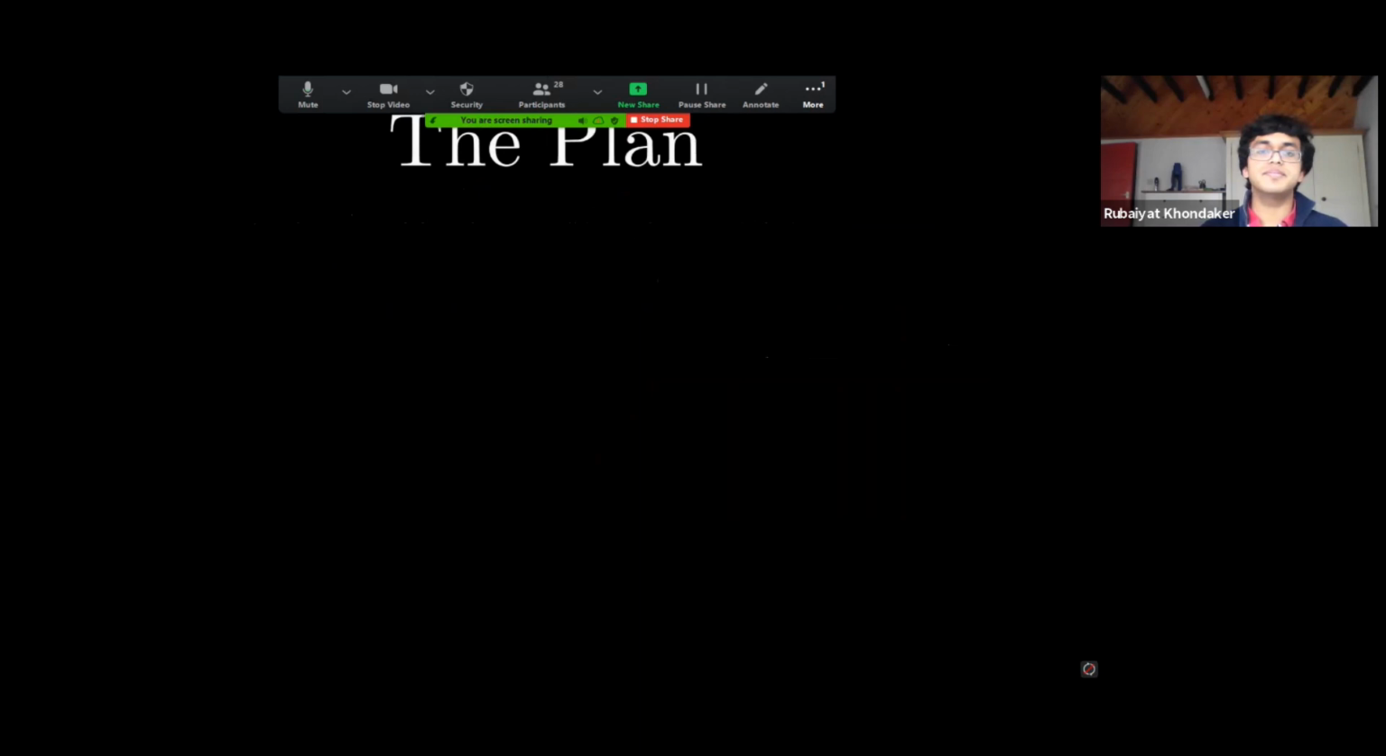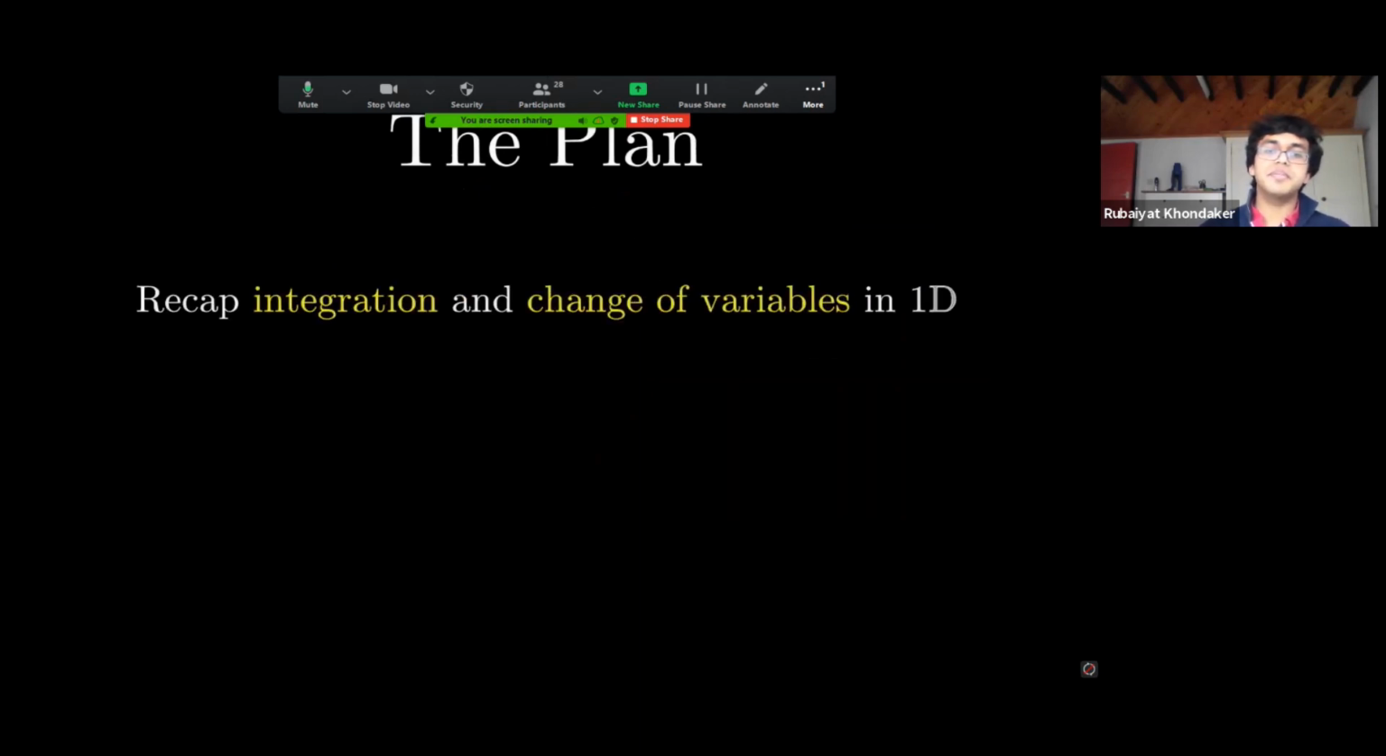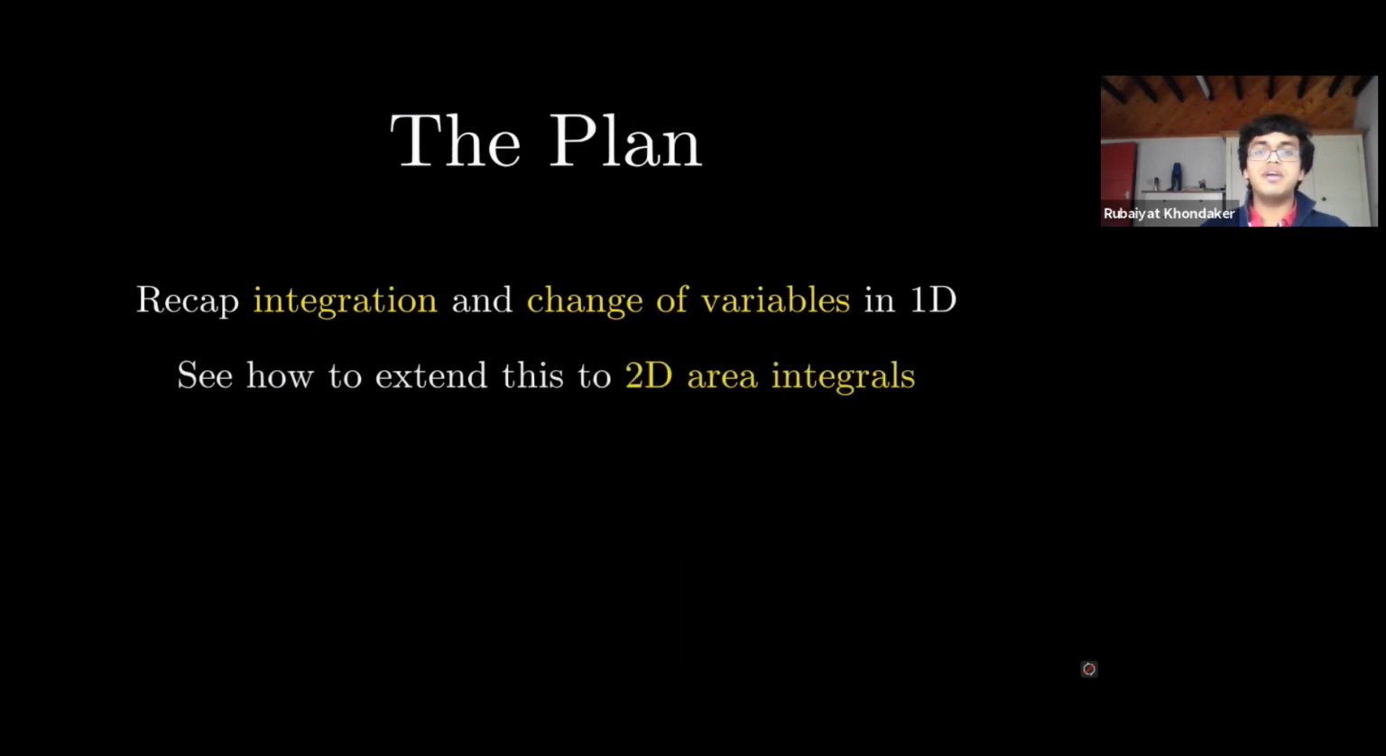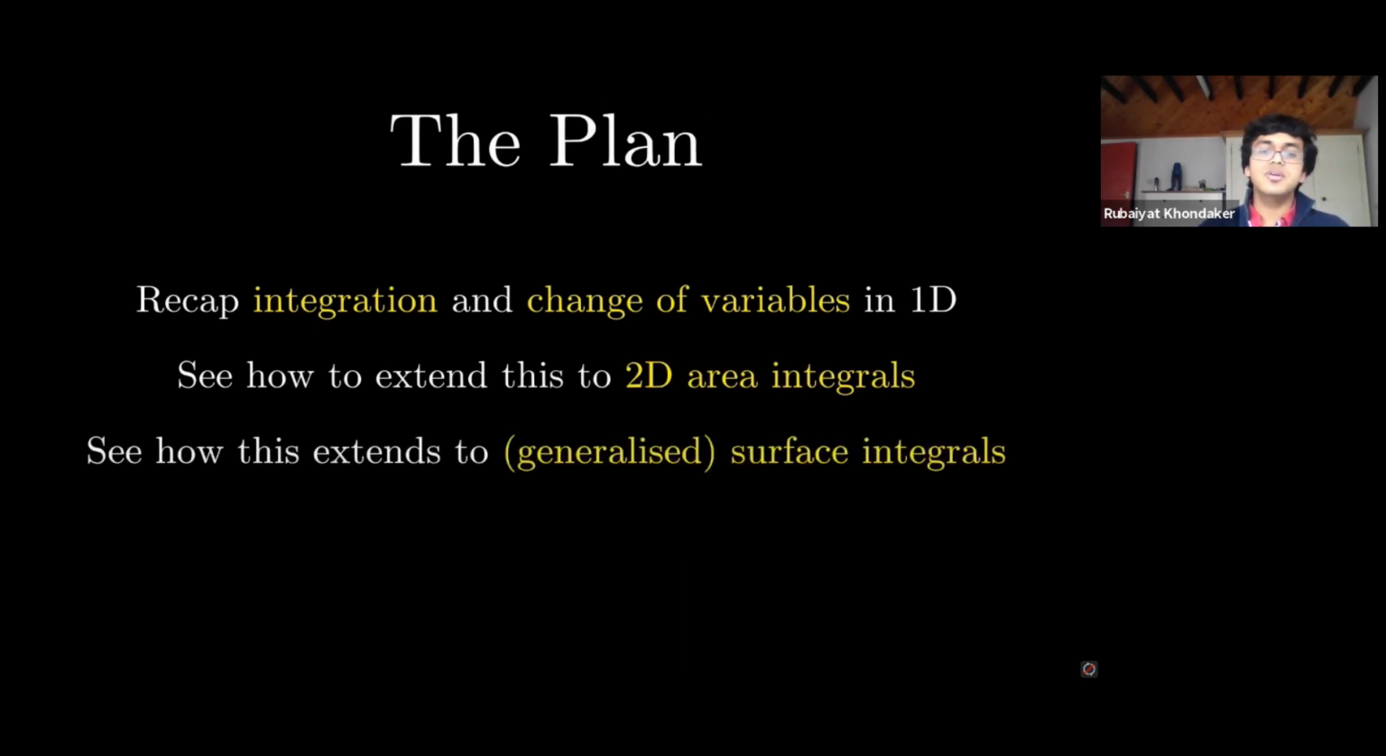So here's the plan. We're going to recap integration and change of variables in 1 dimension. We'll see how to extend this to 2D area integrals. Then we're going to see how to extend this to generalized surface integrals. By generalized, I mean you'll be able to integrate over a 2D surface in 4 dimensions, or a 3D surface in 7 dimensions, or a 10-dimensional surface in 42 dimensions, or however you want.